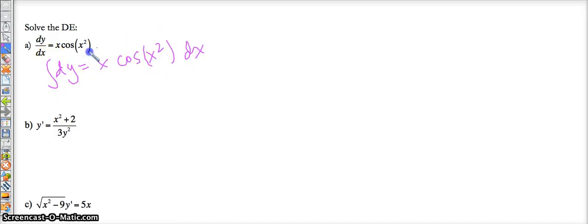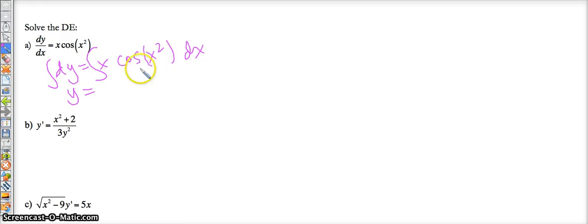So if I come over here, I get this. Now if I look at the left-hand side, the antiderivative of dy is just y. So this actually is y equals. Now, over here, this is a little more interesting, and I hope you guys recognize that you're going to have to use U-Substitution. So if you look at this, you're going to say to yourself, I'm going to let u equal. Here's what I think you should do.